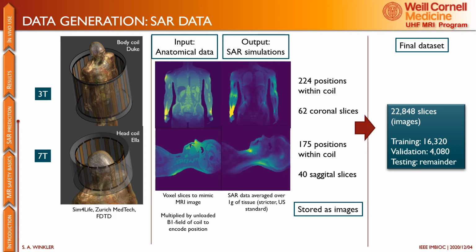Then the output was simply SAR simulations of these 2 models. We averaged the SAR over 1 gram of tissue, which is the US standard. Now, we moved the body model around in the coil to cover different positions. So I get some variation as well, 224 for Duke and 175 for Ella at 7T. Overall that gave us about 23,000 slices to train on.